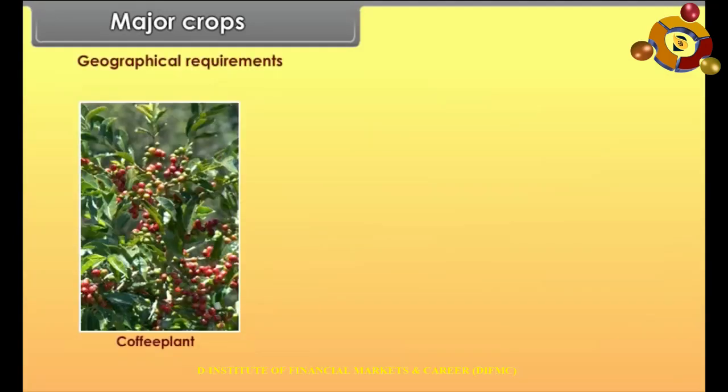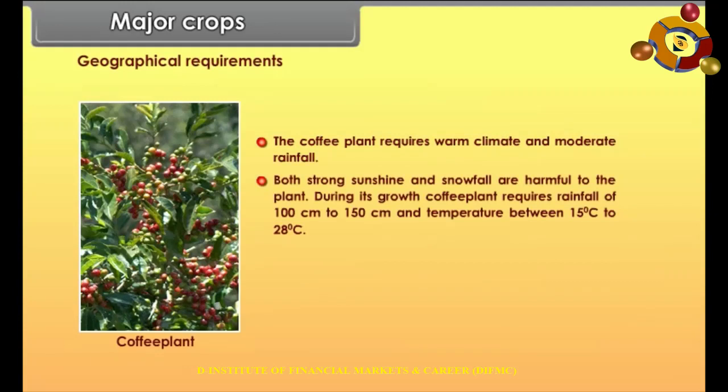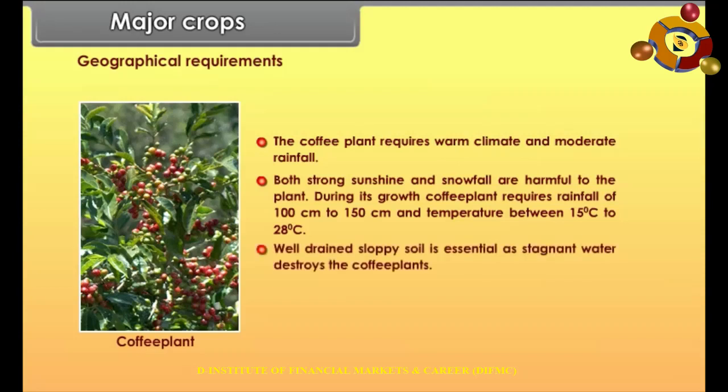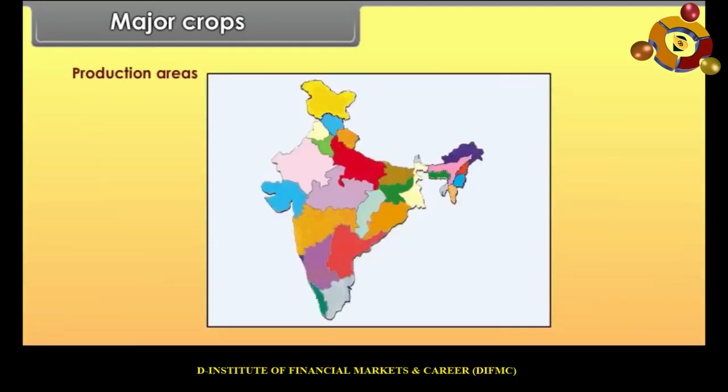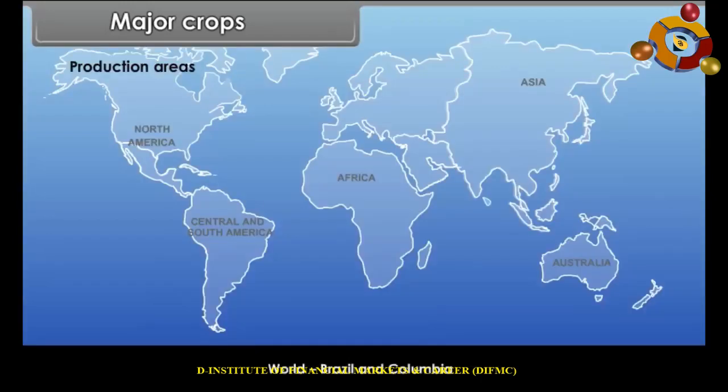Geographical requirements. The coffee plant requires warm climate and moderate rainfall. Both strong sunshine and snowfall are harmful to the plant. During its growth, coffee plant requires rainfall of 100 centimeters to 150 centimeters and temperature between 15 degrees Celsius to 28 degrees Celsius. Well-drained, sloppy soil is essential as stagnant water destroys the coffee plants. Production areas: India, Karnataka, Kerala and Tamil Nadu. World: Brazil and Colombia.